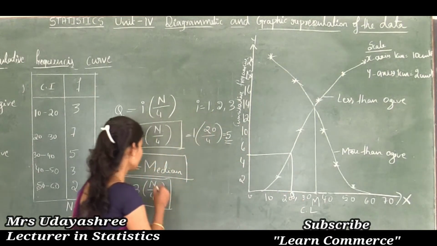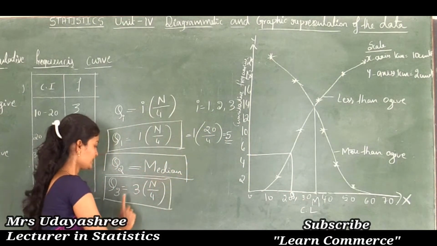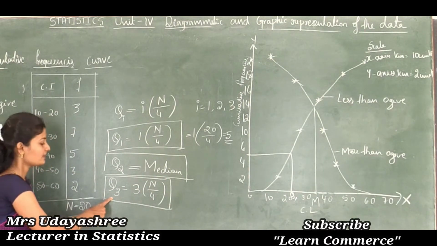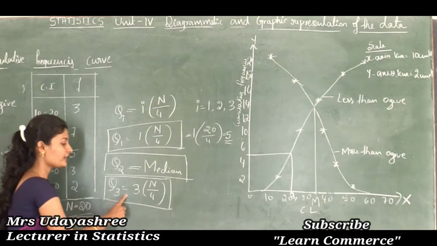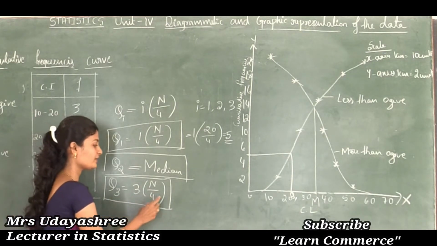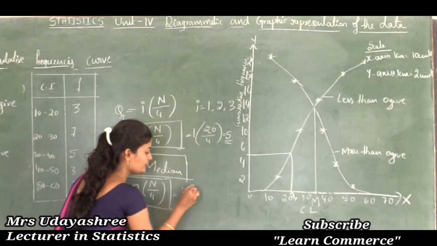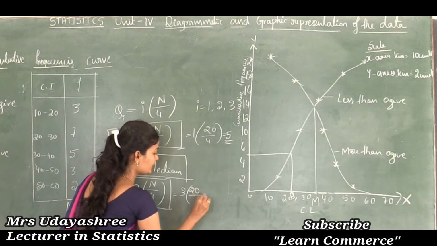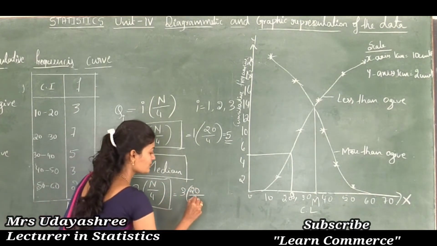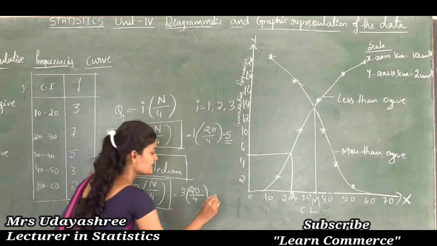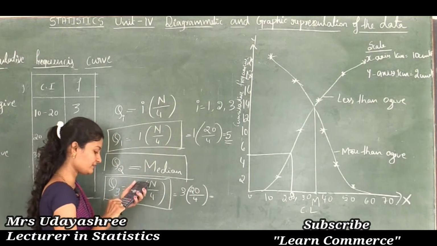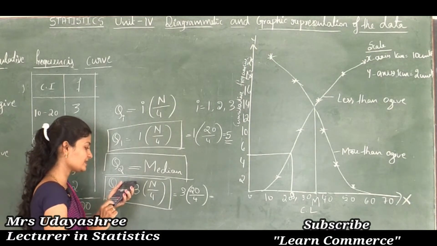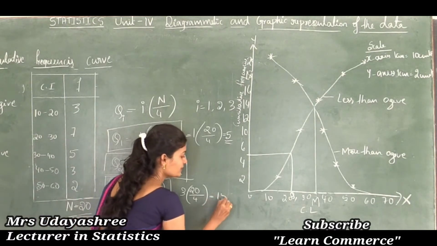Like that, we know how to find the median. Next, here Q3. Q3 means the third quartile. To calculate the third quartile, the formula is 3 into N divided by 4. N is 20, so in the place of N I will substitute 20 divided by 4. 20 divided by 4 is 5, into 3 that is 15. So here the value is 15.